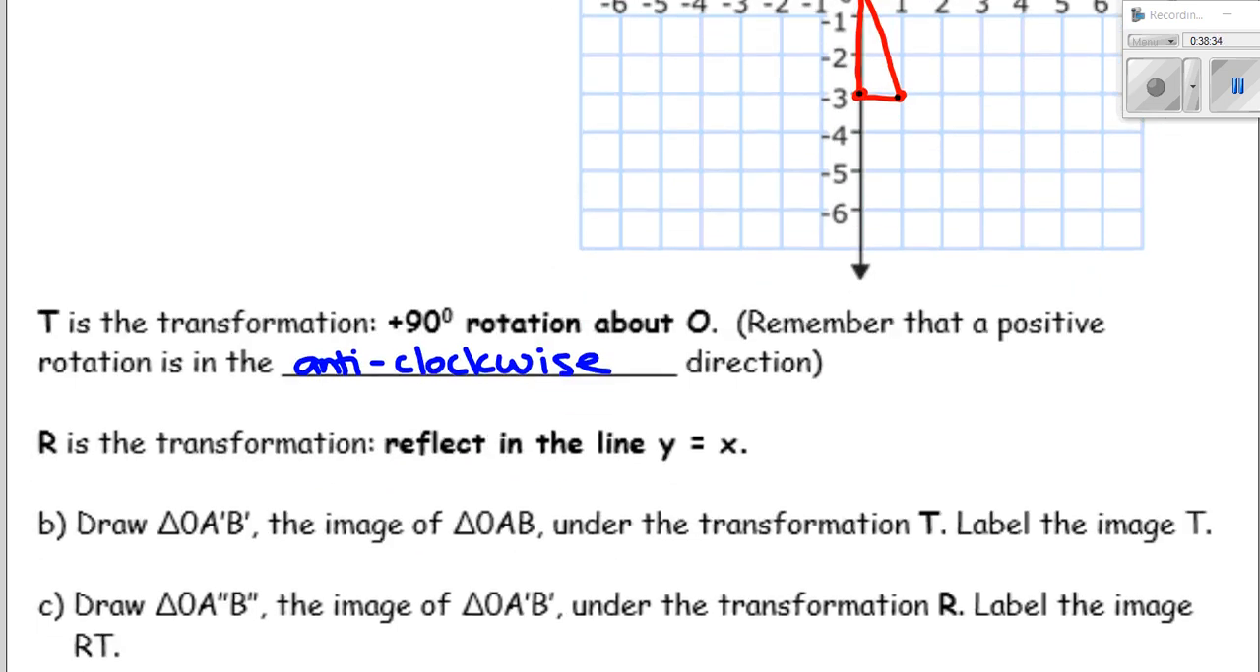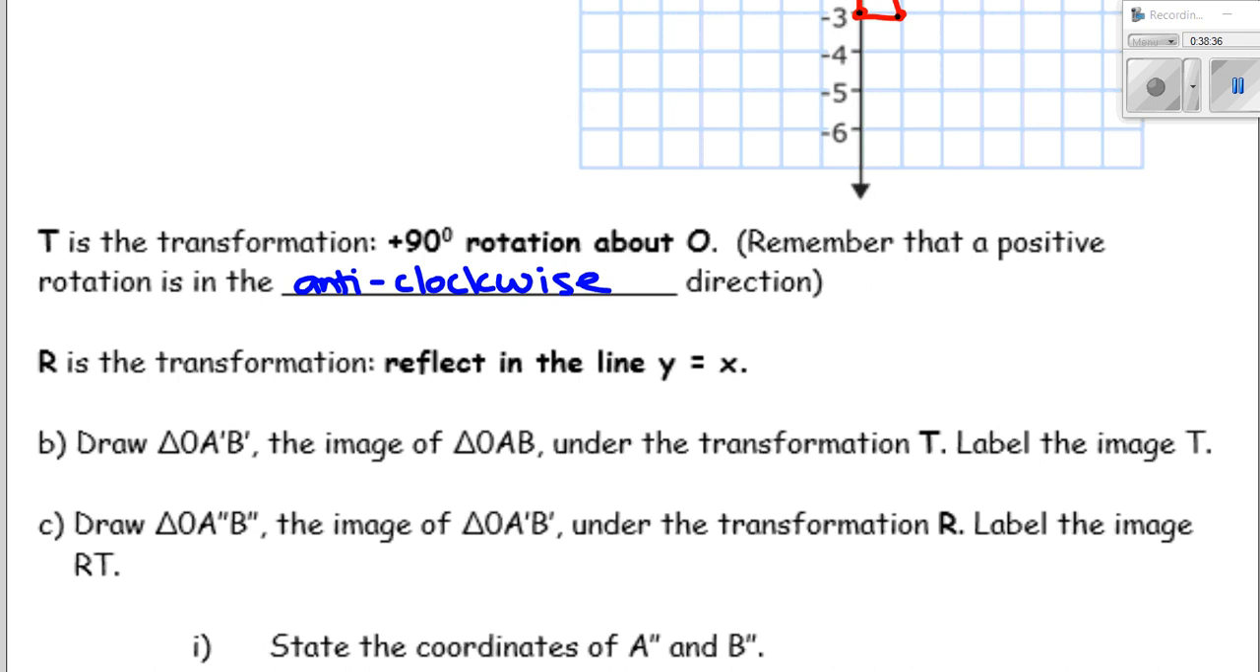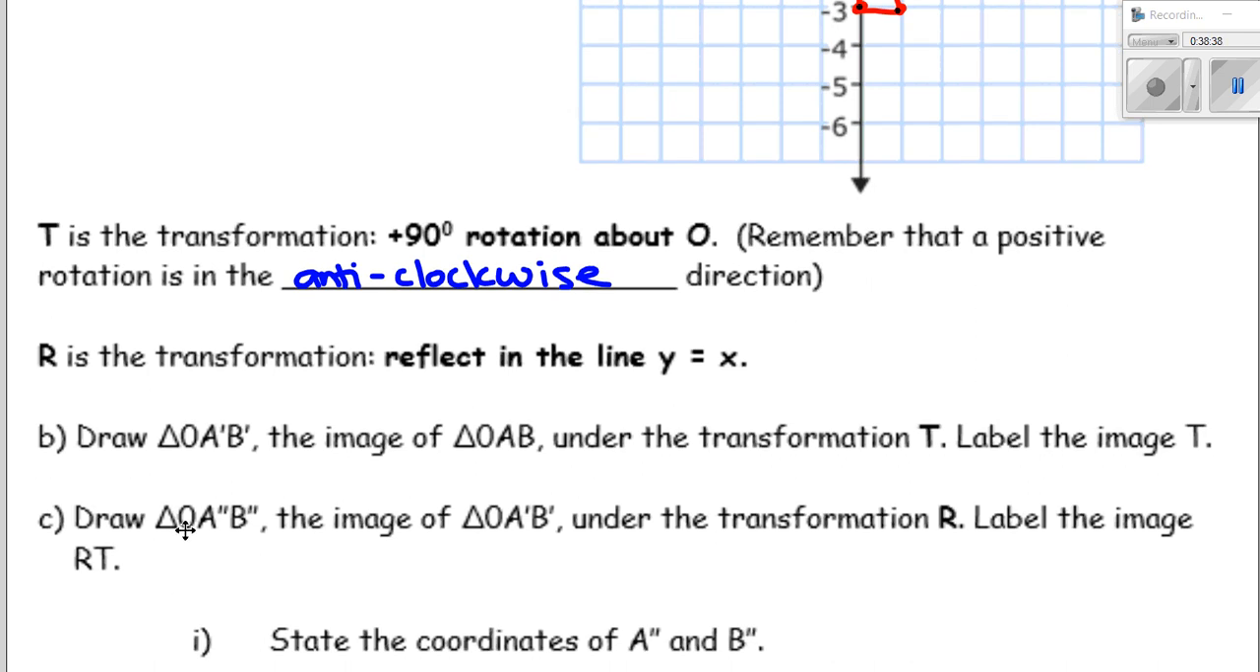Okay, label the image T. We've done B. Okay, so now C. Draw the triangle O, A'', B'', which happens to be the image of the black diagram you just drew, under the transformation R. Label the image RT, just because the question has asked us to do that. So under the transformation R.